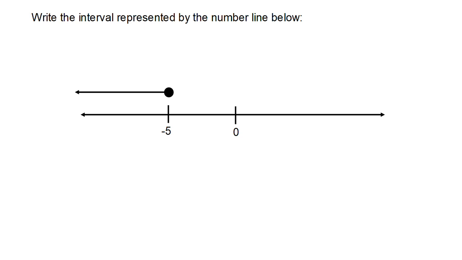So it's very similar to the last one. We have an arrow pointing to the left, telling us that we're going all the way to -infinity on the left-hand side, and we just continue on until we stop at -5. And when we stop at -5, it's with a closed circle, meaning that endpoint is included. So we should have a bracket.